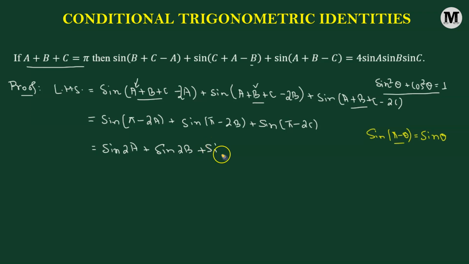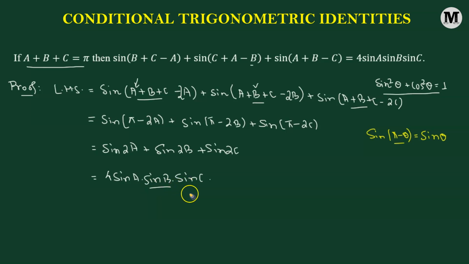So we get sine of 2a added to sine of 2b added to sine of 2c. What we have done is reduced our original expression on the left hand side to the sum of three sine functions: sine of 2a, sine of 2b, and sine of 2c. And we have already shown that sine of 2a plus sine of 2b plus sine of 2c is equivalent to 4 times sine of angle a times sine of angle b times sine of angle c, provided a plus b plus c equals pi radian.